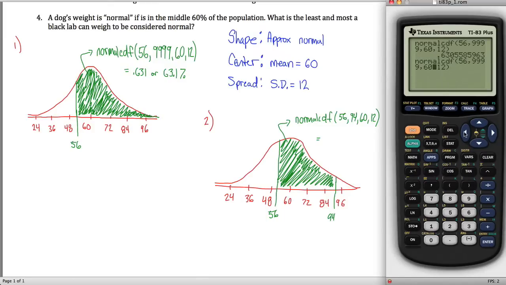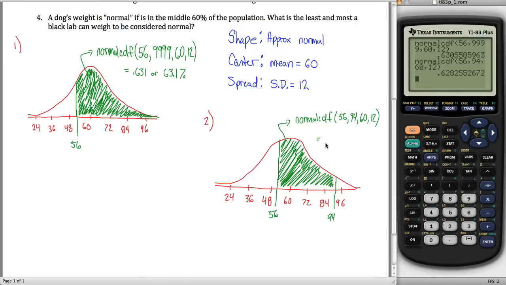So I can just take that last entry and delete a couple spots here and go from 56 to 94. So normal CDF, 56, 94, 60, 12. If I hit enter, I'll get 0.628. Or if you prefer percentages, 62.8%. That's the end of number 2. Got 2 more to do.